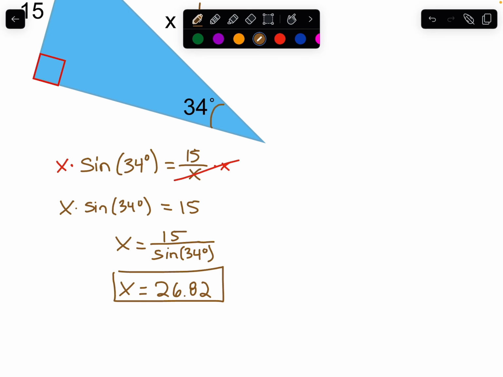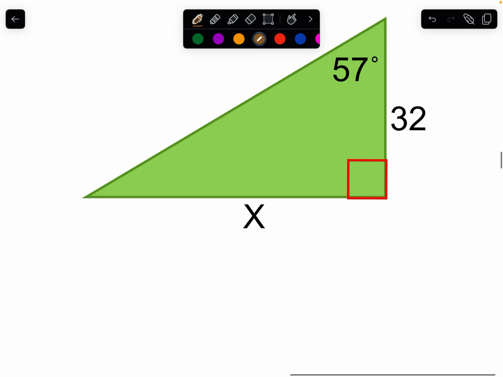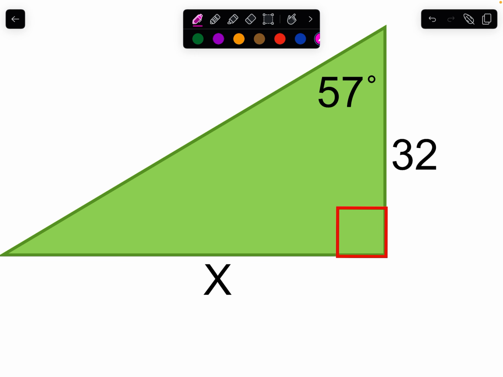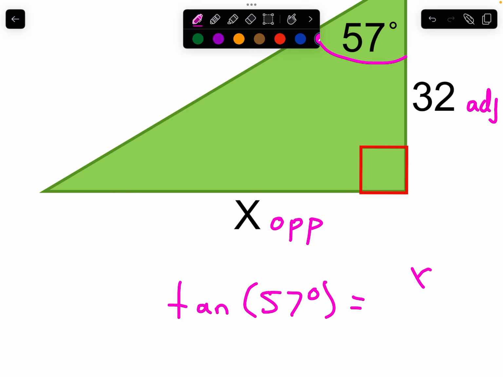This problem dealt with sine. Not every problem will do so, so let's try something slightly different. Here, relative to this 57-degree angle, x is the opposite side, 32 is the adjacent side. The trig ratio that deals with opposite and adjacent is tangent. So our setup would be tangent of 57 degrees equals the opposite side x over the adjacent side 32.